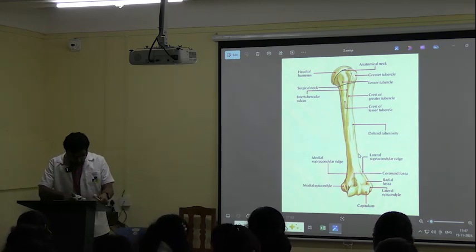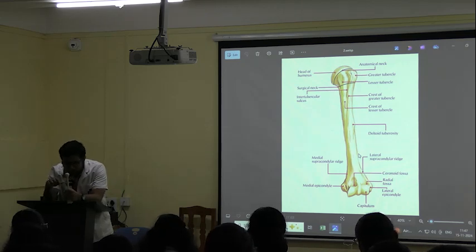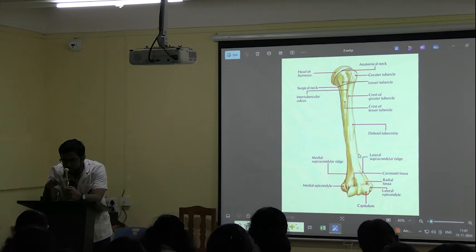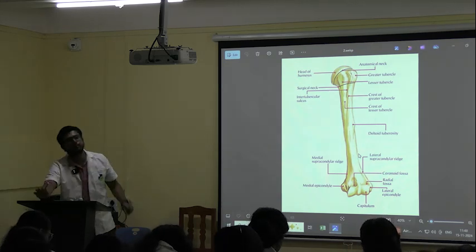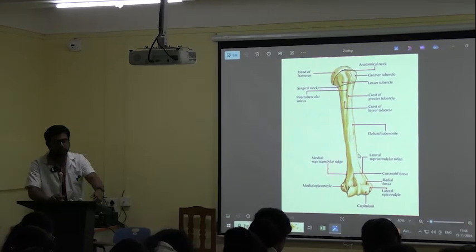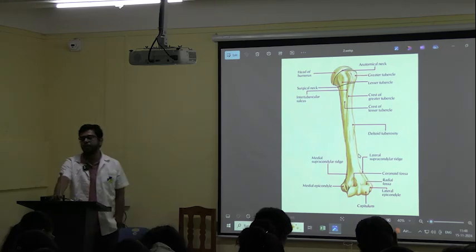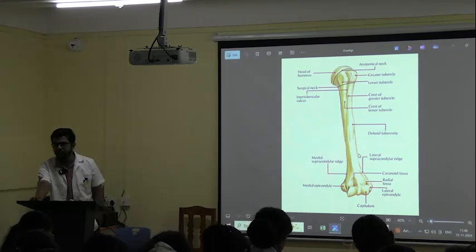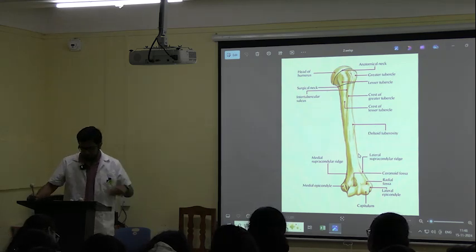Then they might ask what the different parts are. Three parts. Upper end. This is the shaft, meaning body. This is the lower end. Okay, write: upper end, shaft, and lower end.